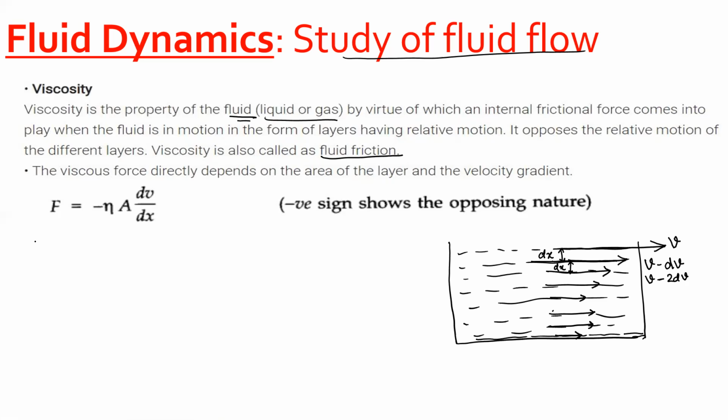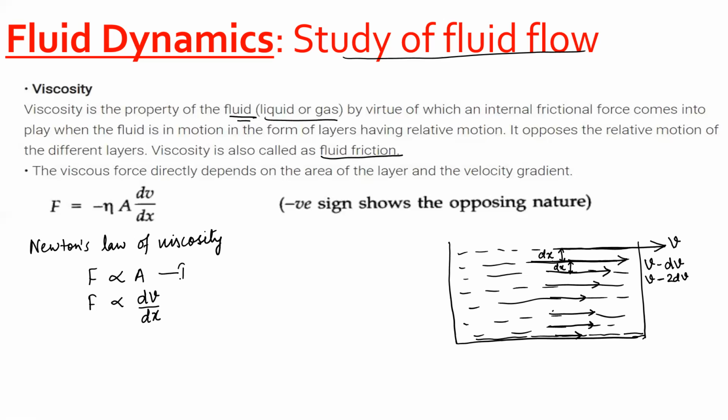So here is a law which is called Newton's law of viscosity, and this law says that the viscous force between the two layers of the fluid is directly proportional to the area of cross section of the two layers which are in contact with each other, and it is also directly proportional to the velocity gradient, that is dv by dx, that is the difference between the velocity of the first layer and the second layer, which can be written as dv, and the separation between the two layers is dx.